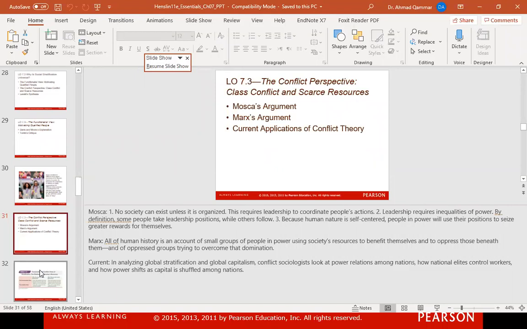The second argument is presented by the second major theorist here, which is Marx. Marx, we've already talked about Marx.